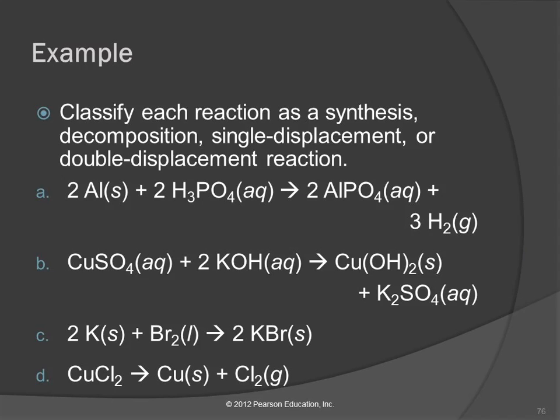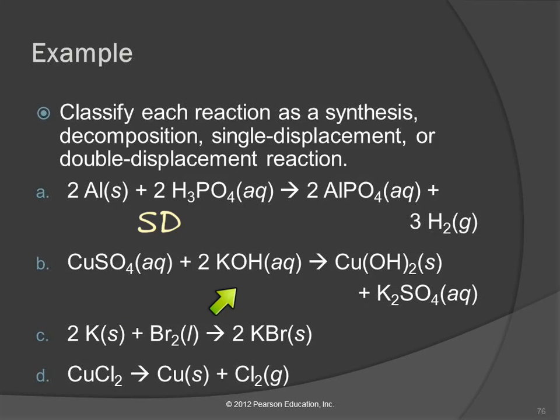So you need to be able to look at a chemical equation and classify it. Here we're given specific choices: synthesis, decomposition, single displacement, or double displacement. This first one, what is it? So we need to look at what are the reactants. This is an element, right? And this is a compound. And what do we have over here? We've got a different compound and a different element. Aluminum displaced hydrogen. Can you see that? Aluminum and hydrogen swapped places. So that's a single displacement. We'll call that SD.